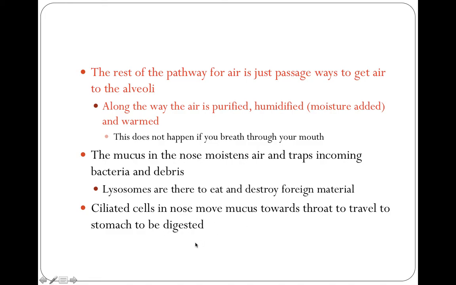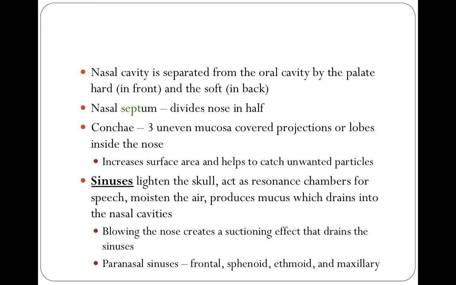Inside the nose and inside the lungs, they actually have cilia or ciliated cells, and we looked at that at the start of the school year in chapter 3. The cilia will move the mucus so that it goes down into your stomach and you digest it. The nasal cavity is separated from the oral cavity by the palate. Hard and soft, we talked about that. You have a nasal septum wall fence that divides the nose in half. With the concha, those three projections, they increase the surface area to help catch any unwanted bacteria.